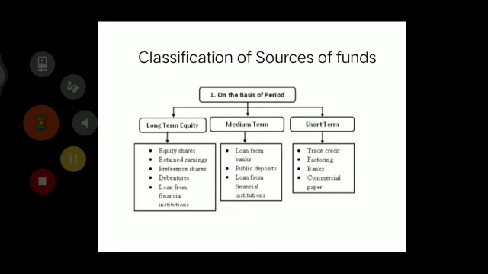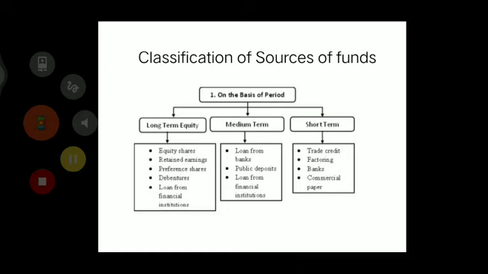So if your requirement for funds is less than 1 year, we call them as short-term funds, and if your requirement for funds is for a medium term ranging from 2 to 5 years, we call it as medium-term fund, and if it is for more than 5 years, then we call it as a long-term capital. And we have sources that can get you long-term capital, that can give you medium-term capital, or that can give you short-term capital. So based on the time period for which the business requires the funds, we can classify them into long-term, medium-term, and short-term.